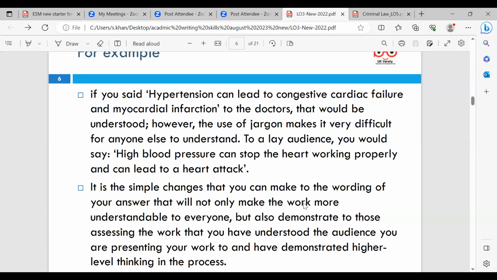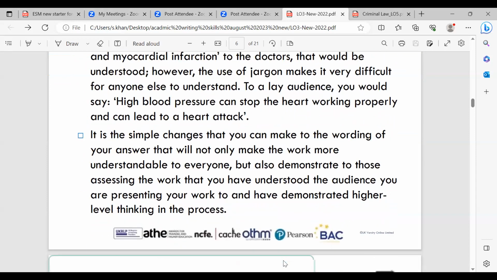If you had to say that top phrase, Boniface, to your family or your friend, would they understand that? No. If you said to them that high blood pressure can stop the heart working properly and can lead to a heart attack, they would understand that, wouldn't they? Yeah, they understand that, because they're not a doctor. Using jargon in the field of medicine is different for a normal person. So you've got to make it clear to that person.